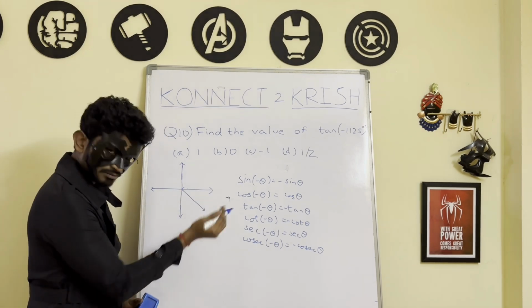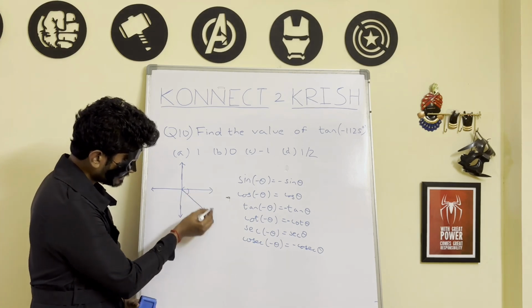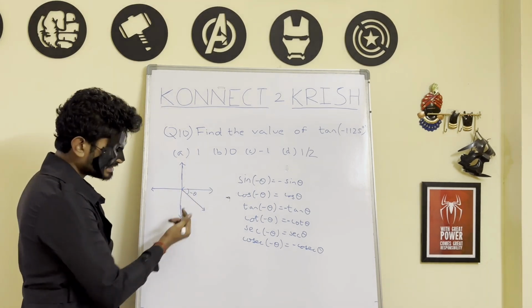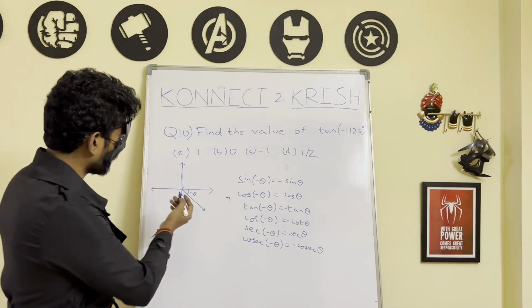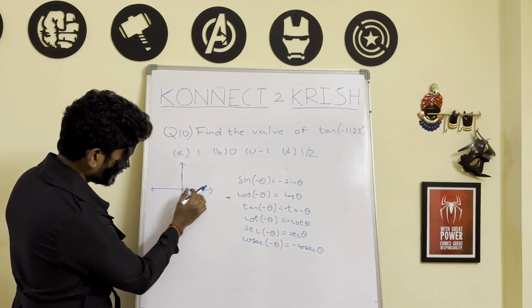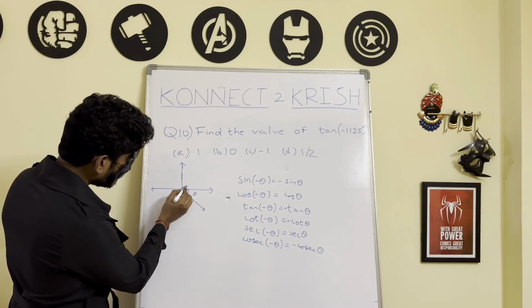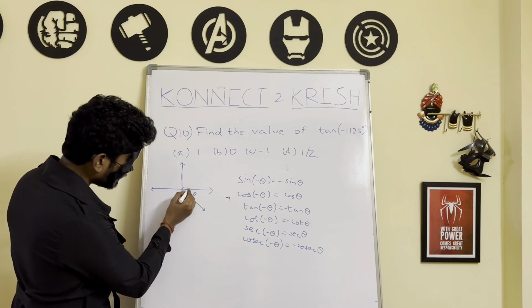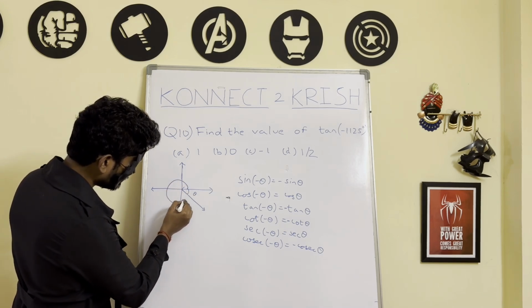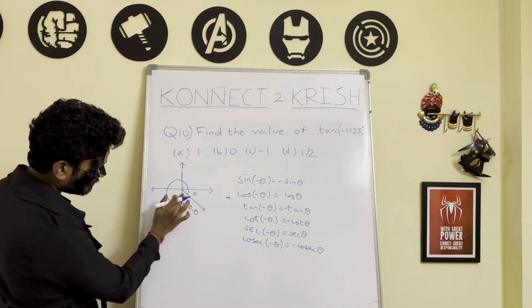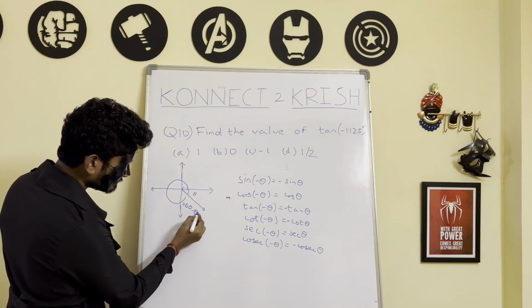It is lying below the x-axis. This is denoted by minus theta. So some angle theta below the x-axis is minus theta. From the positive x-axis in the anti-clockwise direction, this entire part, other than this theta, will be 360 minus theta.